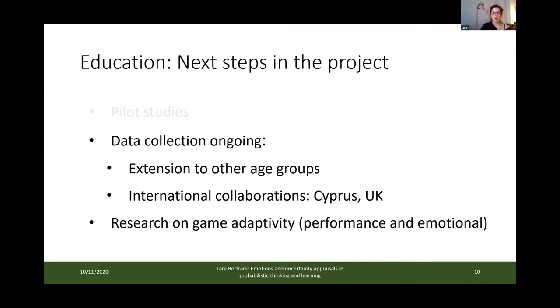Okay, so where are we in the project? The data collection is ongoing, and we're also extending data collection to other age groups. And we have international collaborations also with Cyprus and the UK. And as I said, we work on game adaptivity and we test different levels of adaptivity. One level would be performance. So we look at how well students do on a pre-test and also in the game, and then adapt the difficulty level, or also emotions. So looking at, for example, how motivated is a student, how bored is a student, and then adapting the level of difficulty in the game.